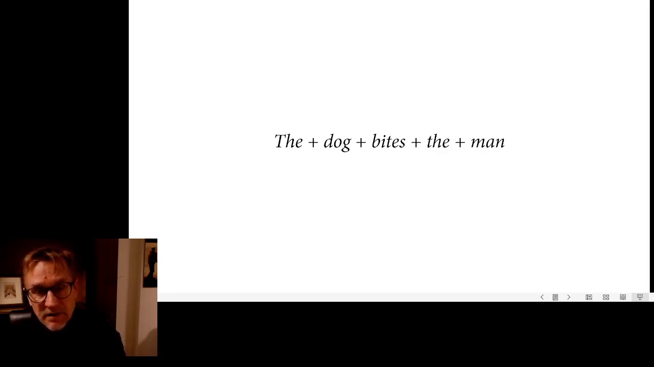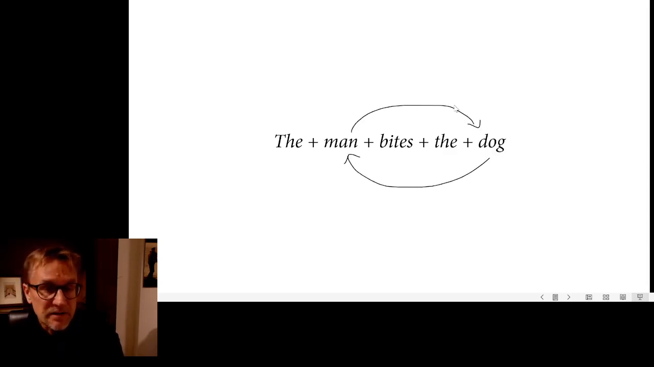In this case, I depicted this sentence as being composed by combining or concatenating words. The, followed by dog, followed by bites, followed by the, followed by man. So I'm putting these words together in a sequence. And it's easy to see that we can create an arbitrary amount of new expressions by, for example, changing the ordering of the words. So we can say the man bites the dog simply by shifting the positions of these two words.